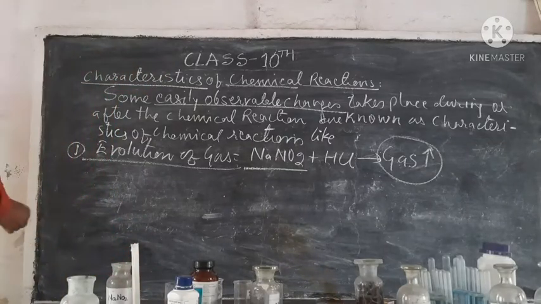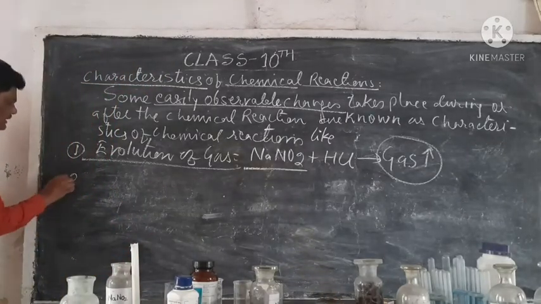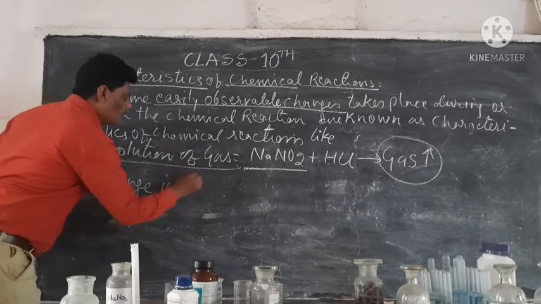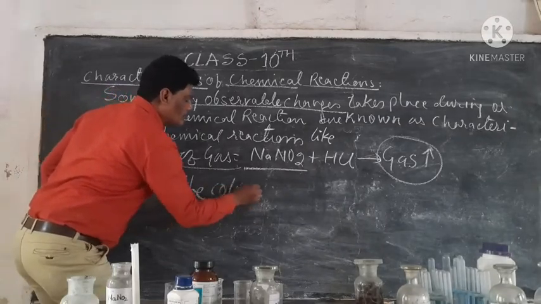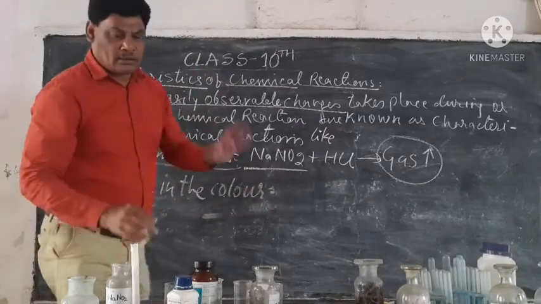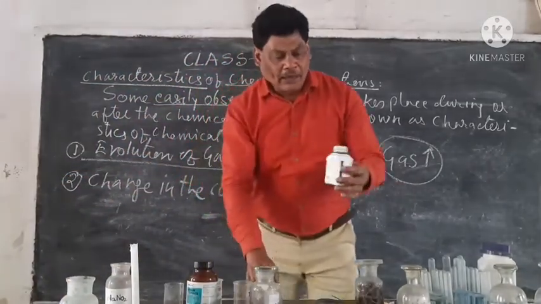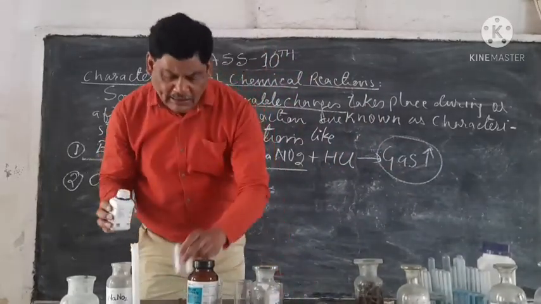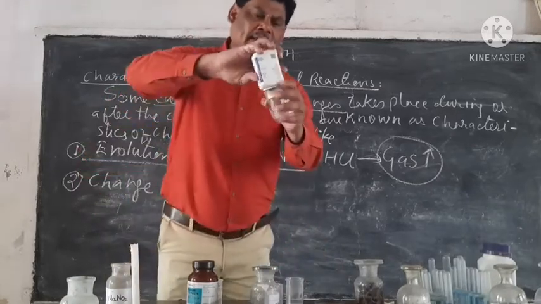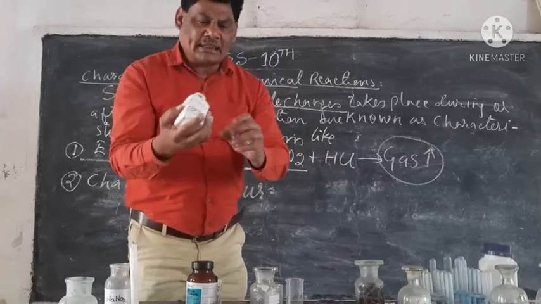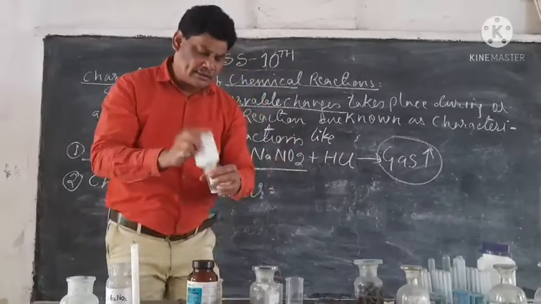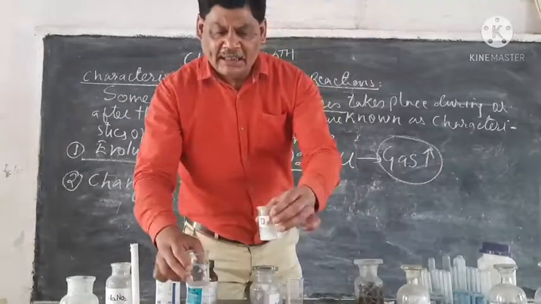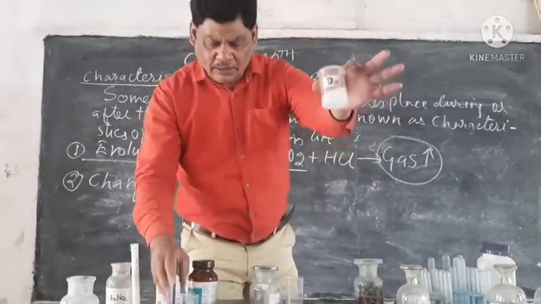What should be the second observation? The second observation is change in the color. To perform this activity, I have one substance, lead nitrate. I am adding lead nitrate here in a beaker. You can see it is a white color substance, lead nitrate. And now I am adding a little water to make its solution.